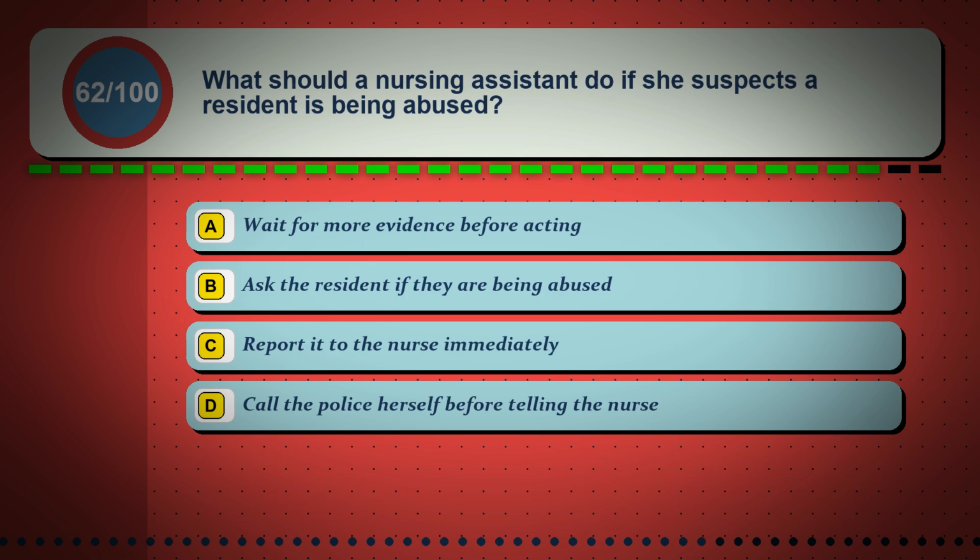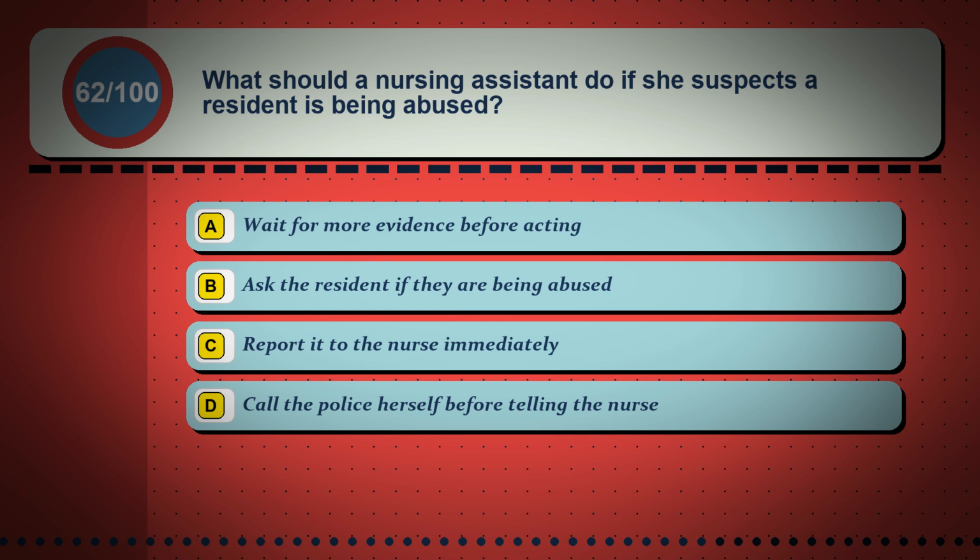Question 62. What should a nursing assistant do if she suspects a resident is being abused? Option A, wait for more evidence before acting. Option B, ask the resident if they are being abused. Option C, report it to the nurse immediately. Option D, call the police herself before telling the nurse.